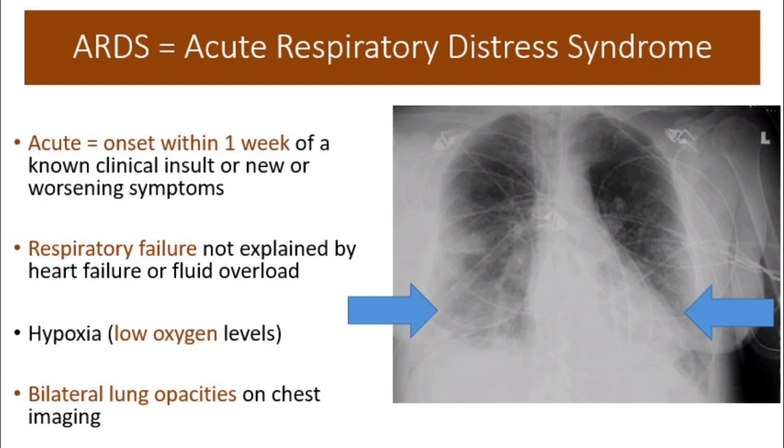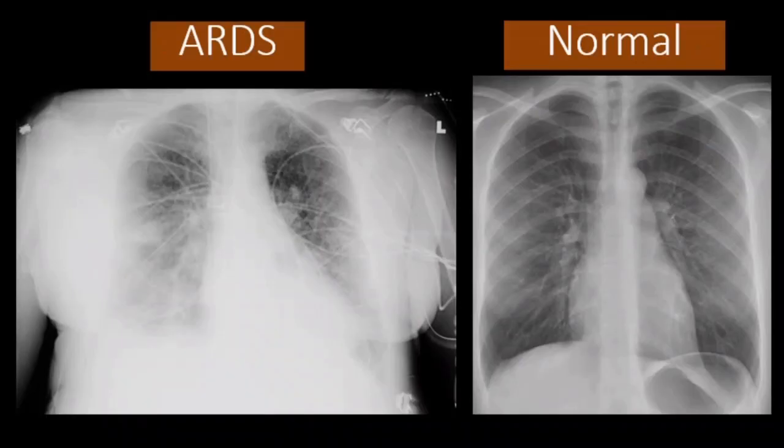So you can see in this chest x-ray that at least at the bottom of the lungs, it's almost a complete whiteout of the lungs, and that's a characteristic chest x-ray or CT feature of ARDS, whiteout of the lungs. So I hope you understand what the defining features of ARDS are. And now let me just show you an example of ARDS compared with a chest x-ray from a normal patient.